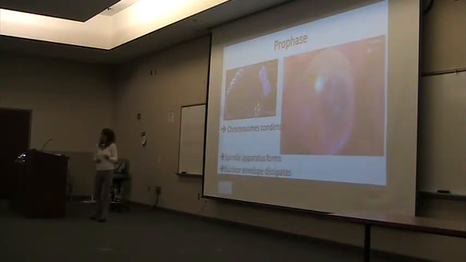Another is that the spindle apparatus, which has microtubules, forms and becomes distinguished. And the nuclear envelope has to dissipate. So in a typical cell, the DNA is housed within the nuclear envelope. It keeps it secure and safe. However, during cell division, you want that nuclear envelope to dissolve so the chromosomes have access to the cell and can move to opposite poles as they get to that stage.